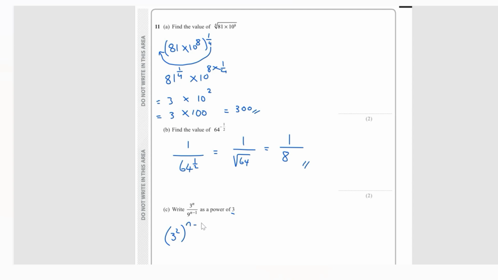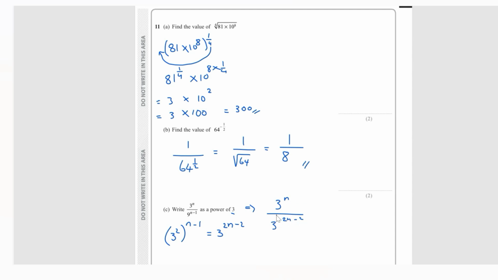And then we're raising that to the power of n minus 1. Now when we raise one power to another, we multiply together. So that will give us 3 to the power of 2n minus 2. So if we rewrite this fraction, we now have 3 to the power of n over 3 to the power of 2n minus 2.